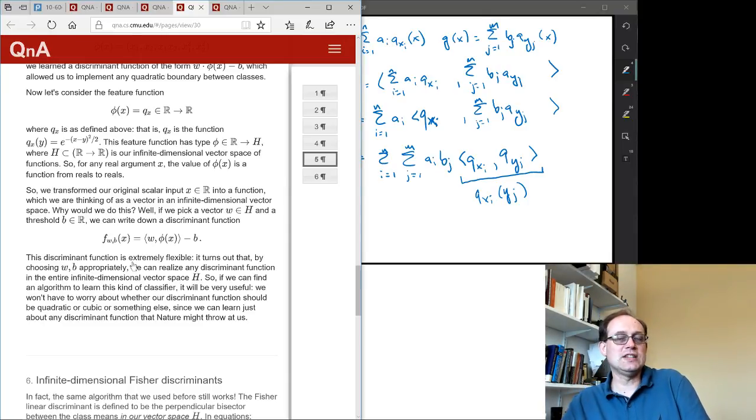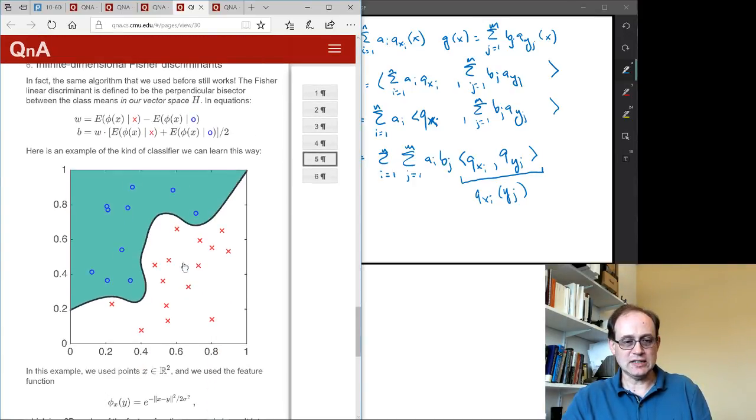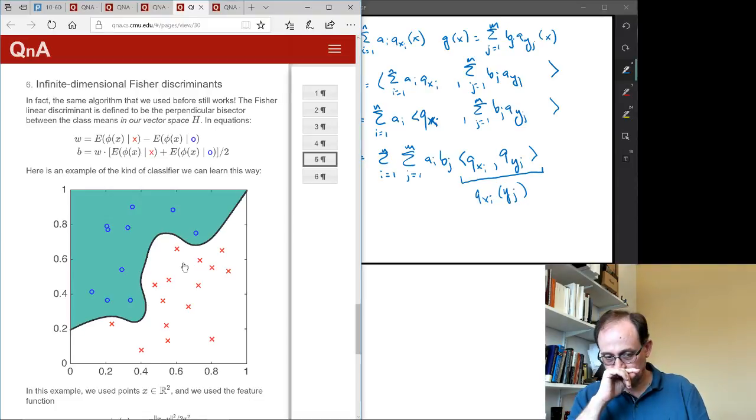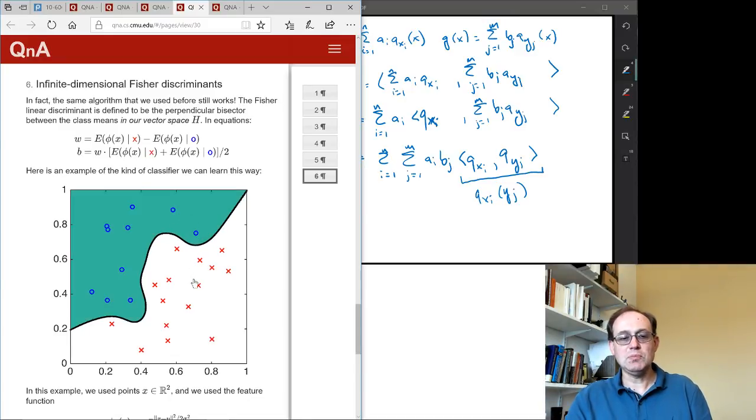And in particular, we don't have to decide ahead of time whether it should be quadratic, cubic, a mixture of sines and cosines, or anything else like that. We just say, okay, whatever nature throws at us, we'll use our learning algorithm and we'll eventually be able to learn it. And interestingly, this exact same learning algorithm that we used before still works. So we can get an infinite dimensional Fisher discriminant function. And that's again defined to be the perpendicular bisector between the class means in this infinite dimensional vector space H.